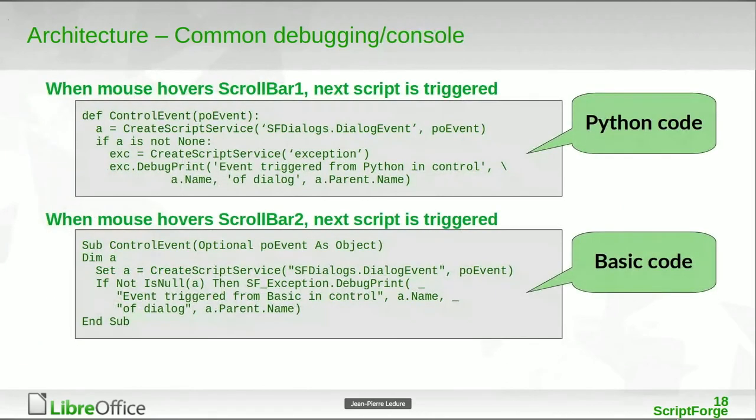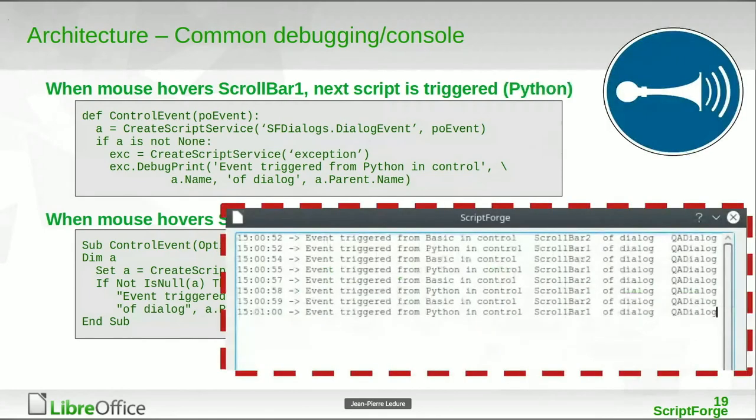This is an example. We have a piece of code written in Python and another one written in BASIC. They are identical, but one script is triggered when the mouse hovers over one dialog control and the other script is triggered when the mouse hovers over another, and both write in the console. You can have a mix of messages or debug traces where the origin is in BASIC or in Python, and you can mix them smoothly in the same ScriptForge console.